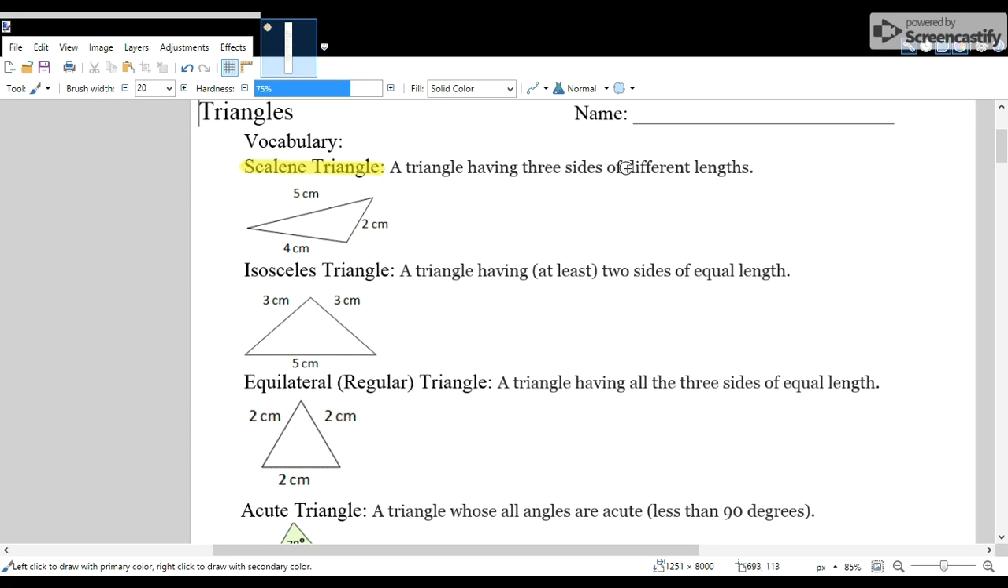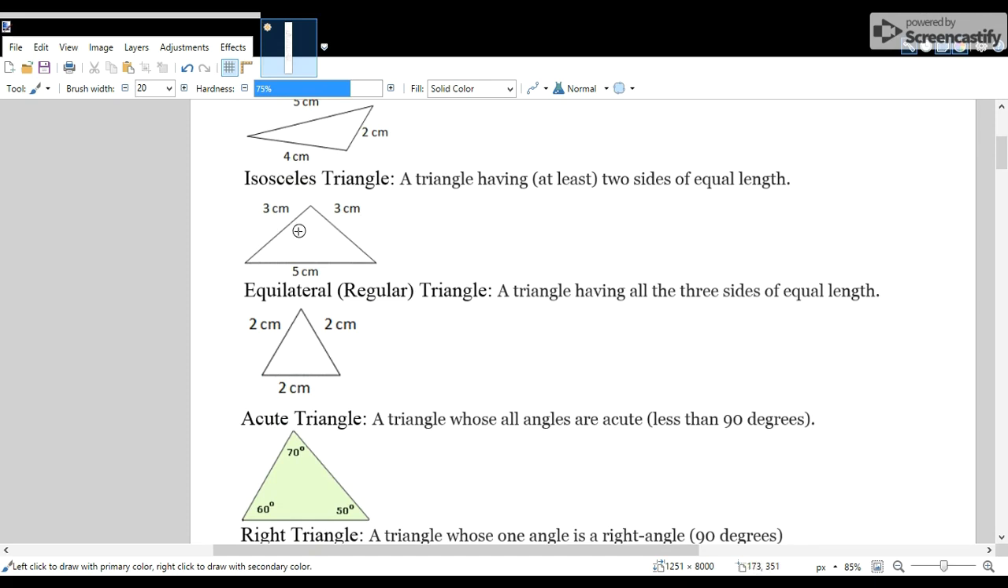It's a triangle having 3 sides of different lengths. For example, 5 centimeters, 4 centimeters, and 2 centimeters. Okay, the second one, isosceles triangle. An isosceles triangle is a triangle that has at least 2 sides of equal length. It could be all 3, but isosceles is definitely 2. Also, you will know that these 2 angles will be the same because of that.